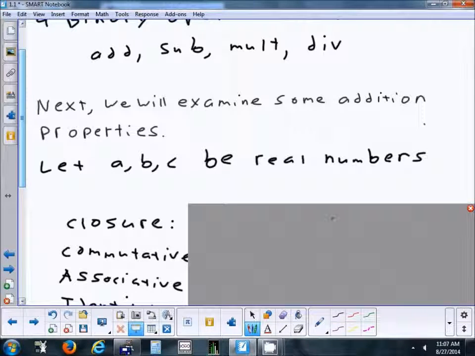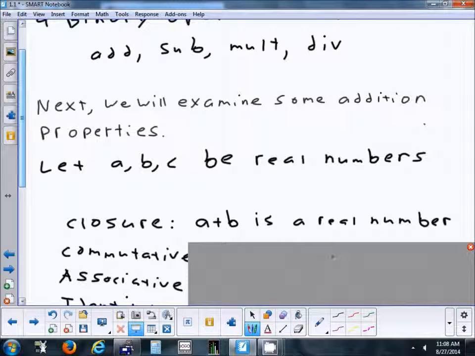Closure is the idea that if you take, for example, a number that's an integer and another number that's an integer, and you do an operation on it, the answer is an integer. If that's true, then we say our set is closed. So in our example here, I'm using addition. If I take a real number and I add a real number, the answer will always be a real number.